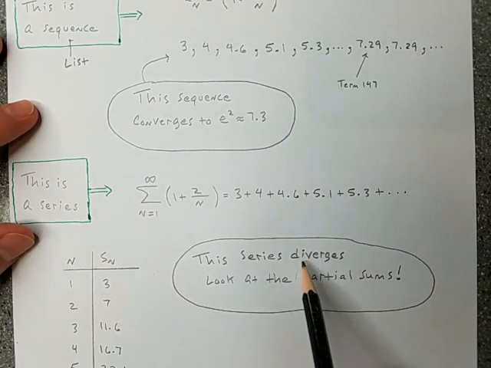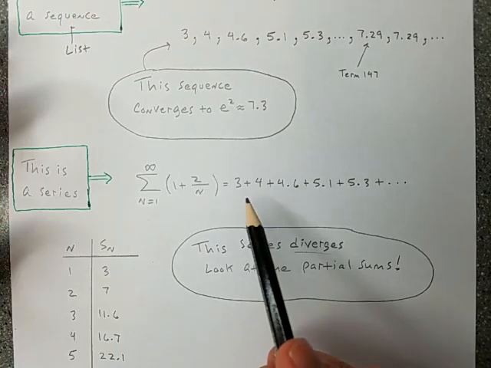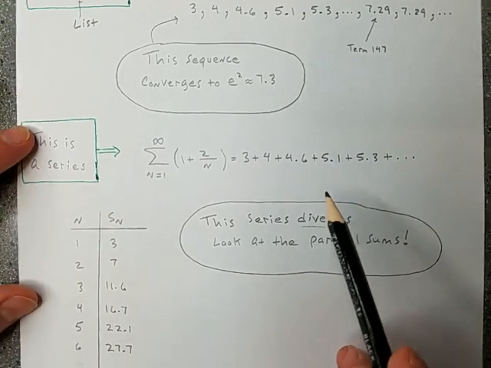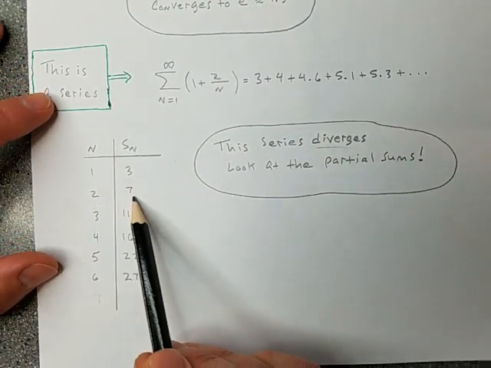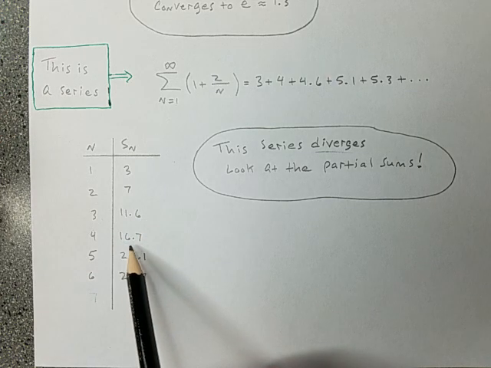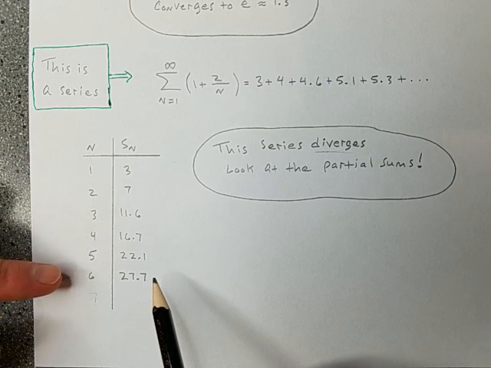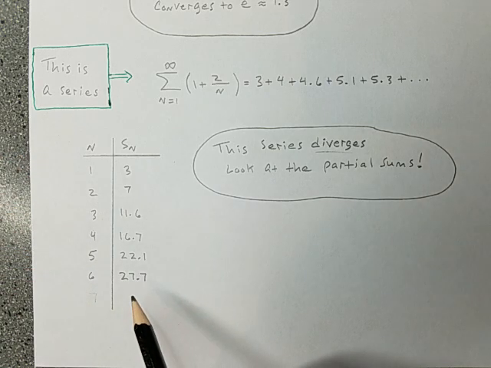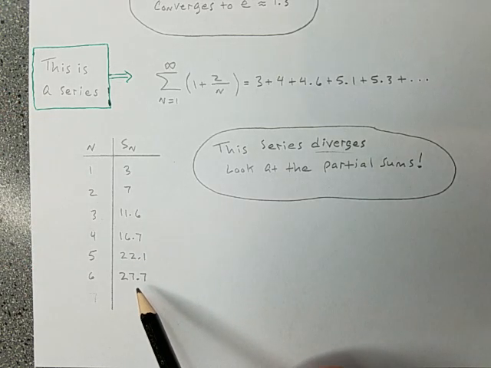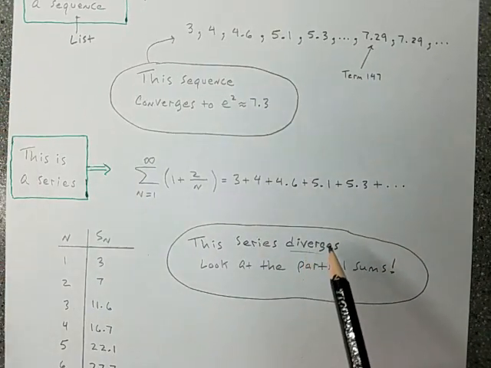So the series diverges as we just concluded, and you can look at the partial sums. Here's the series, 3 plus 4 plus 4.6 plus 5.1. Add the first 2 terms, you get 7. Add the first 3 terms, you get 11.6. Add the first 4 terms, you get 16. Does it look like it's converging? Does it look like the more terms you add, the closer to something you get? No, the more terms you add, the bigger your answer is every single time. That's what we mean when we say the series diverges in this case.